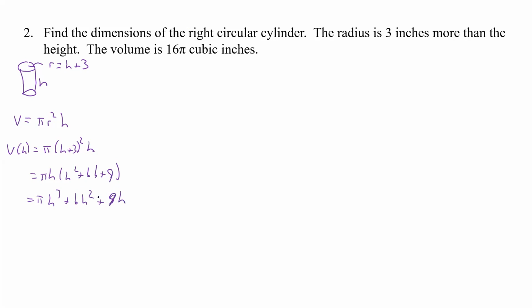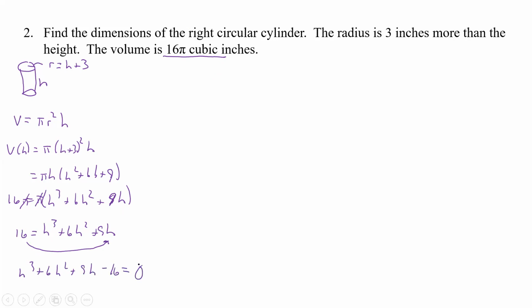Okay. And so that's like that. And what does it say the volume is? Well, it says the volume is 16 pi cubic inches. So let's set that equal to 16 pi. Okay. Well, guess what? That pi cancels that pi, and so we get 16 equals h cubed plus 6h squared plus 9h. And now we can take that 16 over here, and let's go ahead. I guess we could put it here, h cubed plus 6h squared plus 9h minus 16 equals 0. Okay, so that's going to be our polynomial we're going to work with.